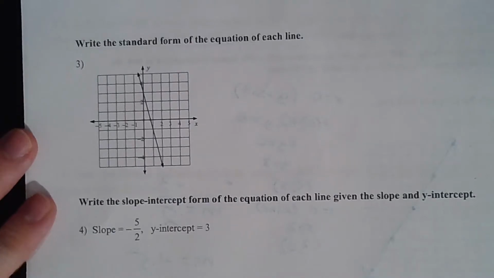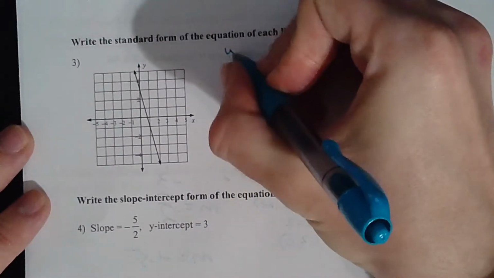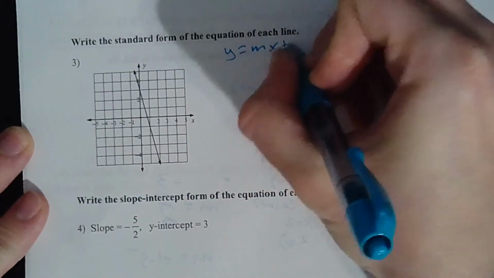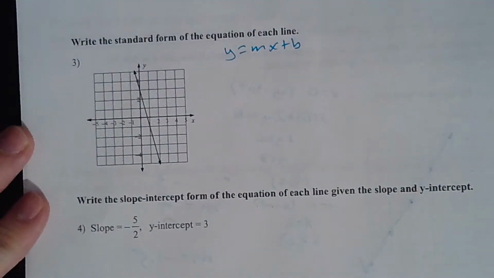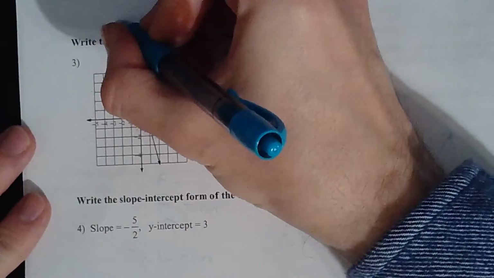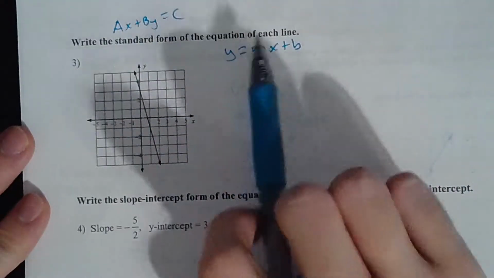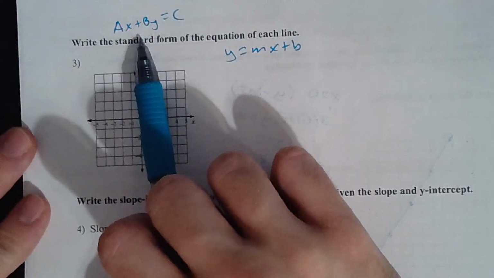Oftentimes when you're given the graph, the fastest way to do this question is going to be to use our slope-intercept form. That's our y equals mx plus b. Yet another one of the forms that we need to know. But it wants our answer in standard form. That is ax plus by equals c. So we're going to start here and we're going to end there.